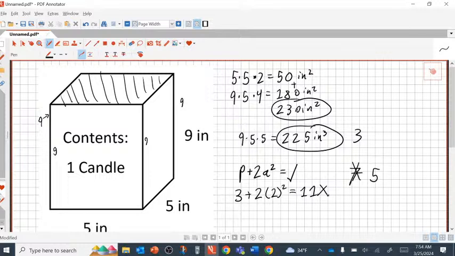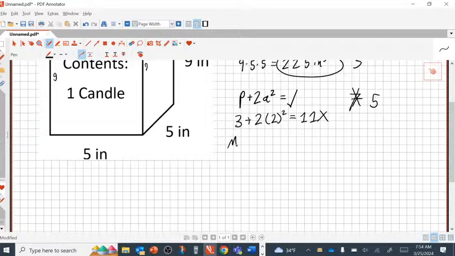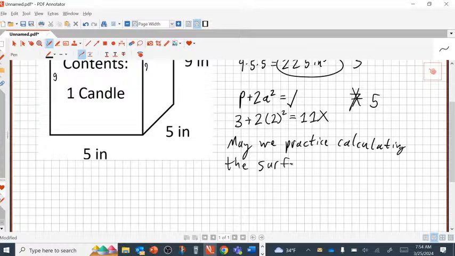What is our first essential question? And I would love to get that from Alexander. Yeah, may we practice calculating the surface area and volume of right prisms and pyramids.